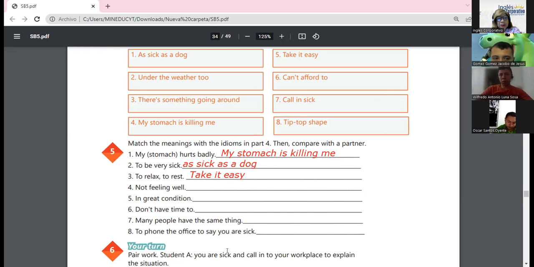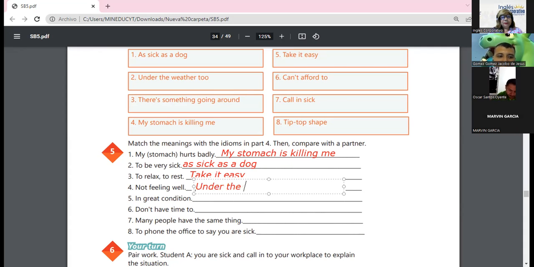A lot of noise here at this moment, guys. Wait for a moment. Okay, not feeling well. Under the weather too. But I don't know why here they put too, because too is not part of the idiom, but I want to respect what is here, because the too is part of the complete sentence in the conversation you are going to see.